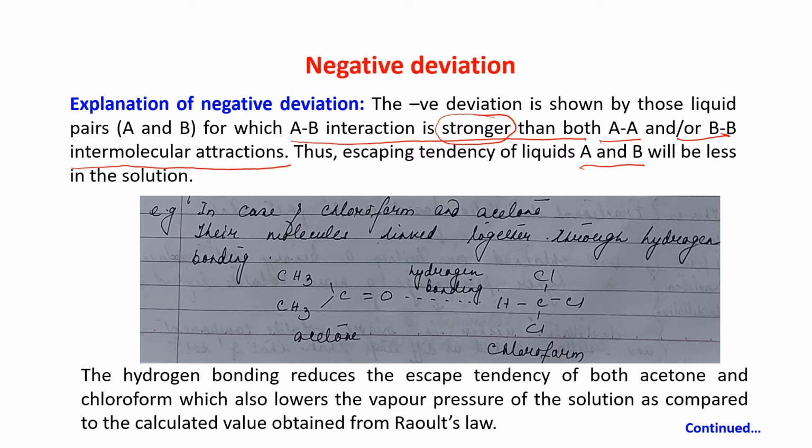In case of chloroform and acetone, the molecules are linked together through hydrogen bonding. Just see the figure. This is acetone and this is chloroform. They are linked with hydrogen bonding. The hydrogen bonding reduces the escape tendency of both acetone and chloroform, which also lowers the vapor pressure of the solution as compared to the calculated value obtained from Raoult's law. Am I clear to you? So naturally it will show a negative deviation.